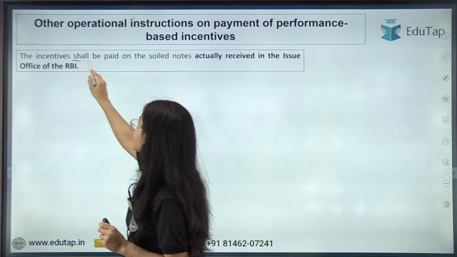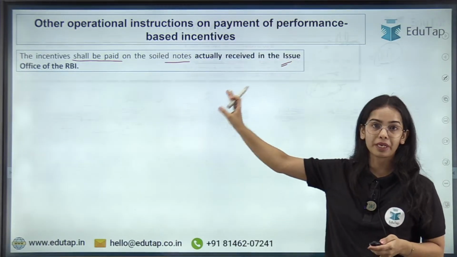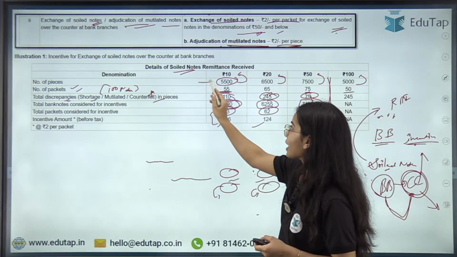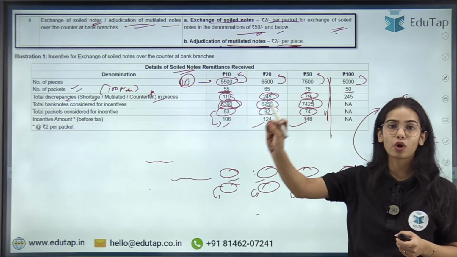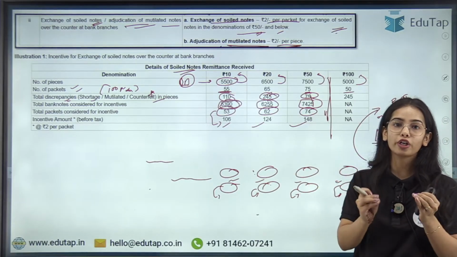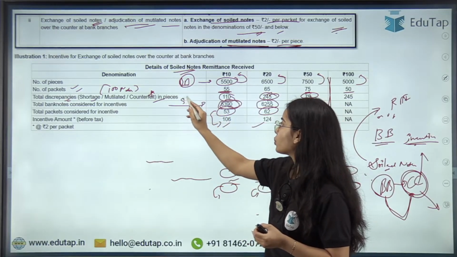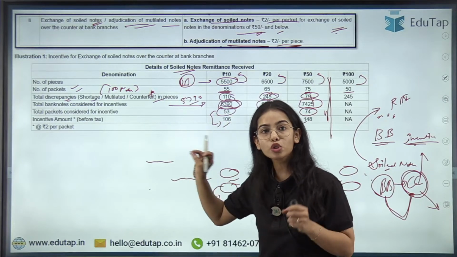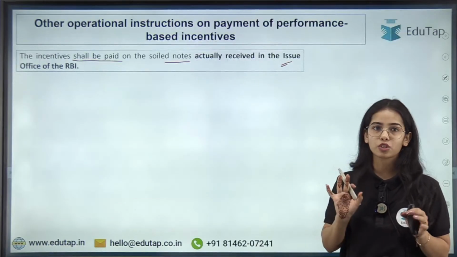So now other operational instructions on payment of performance based incentive. Basically, the incentive shall be paid on the soiled notes actually received in the issue office of the RBI. This I have shown in the example also, that let's say the bank branch has said that we have given 5,500 soiled notes, but RBI will see how many soiled notes it has received from the bank branches. So RBI is saying that we have received the soiled notes only 5,390. So incentive will be given on only those soiled notes that are actually received by the RBI, and that the RBI is notifying. Okay.